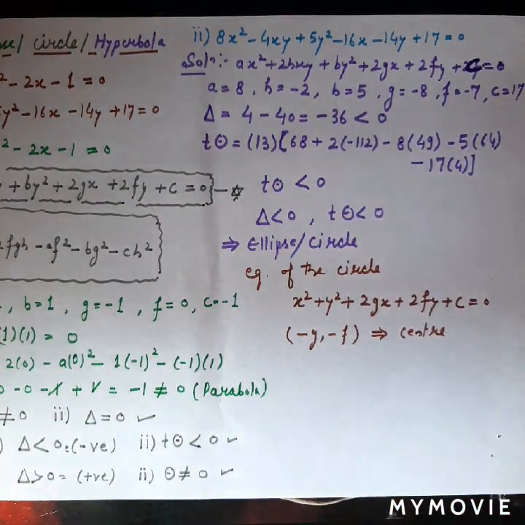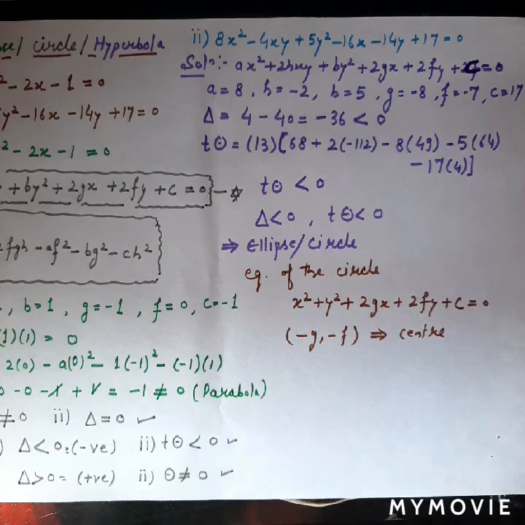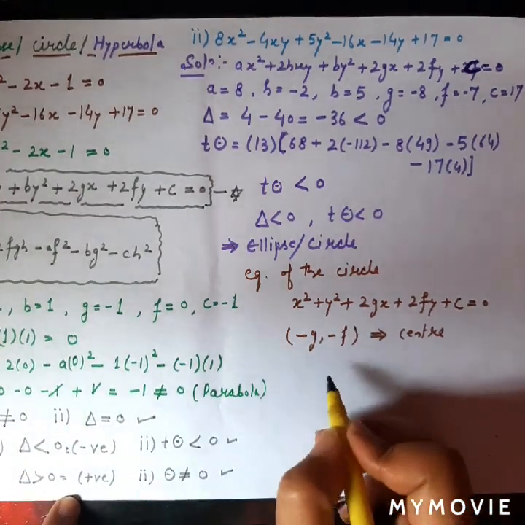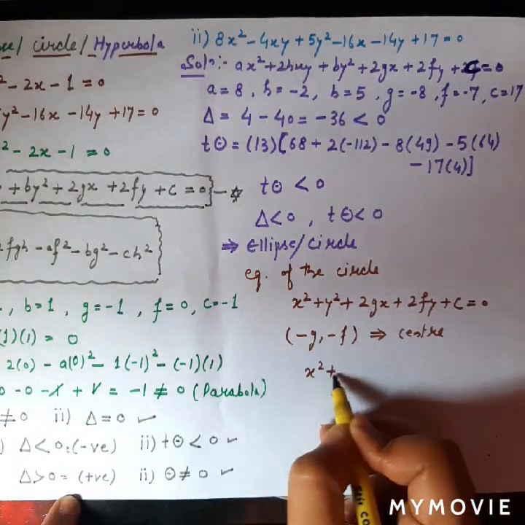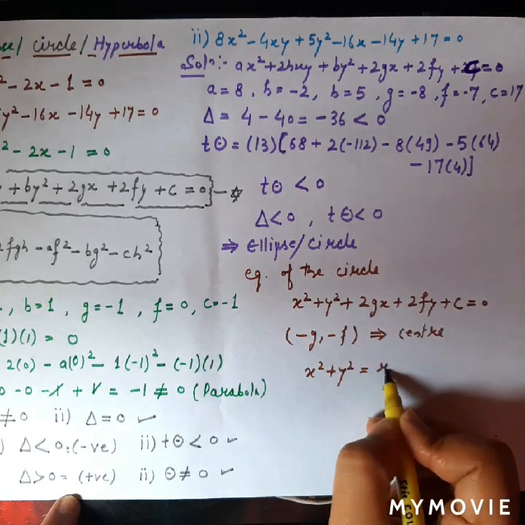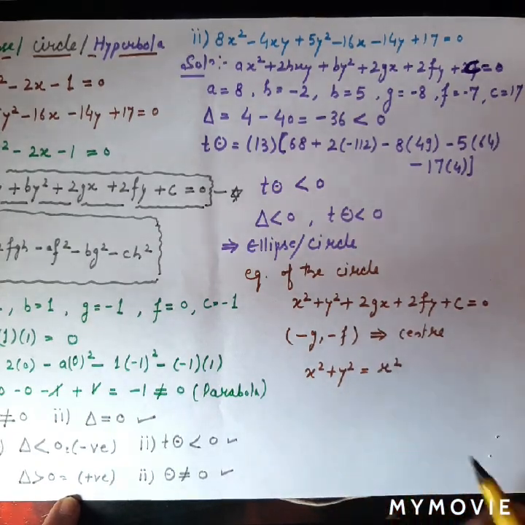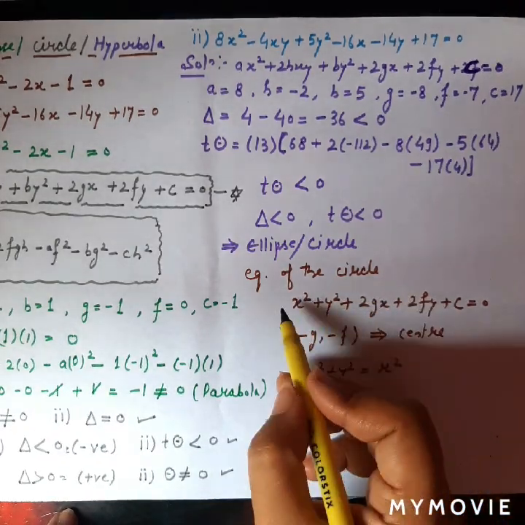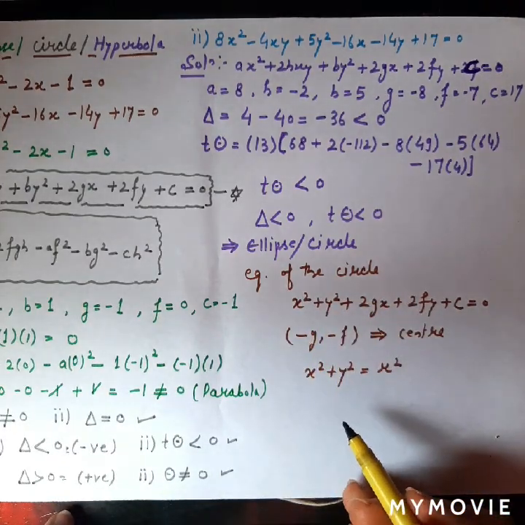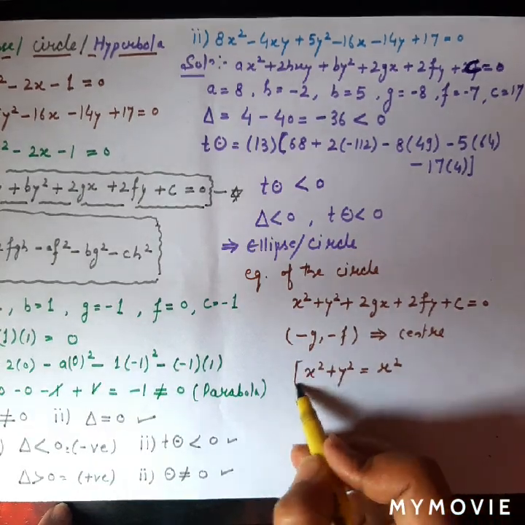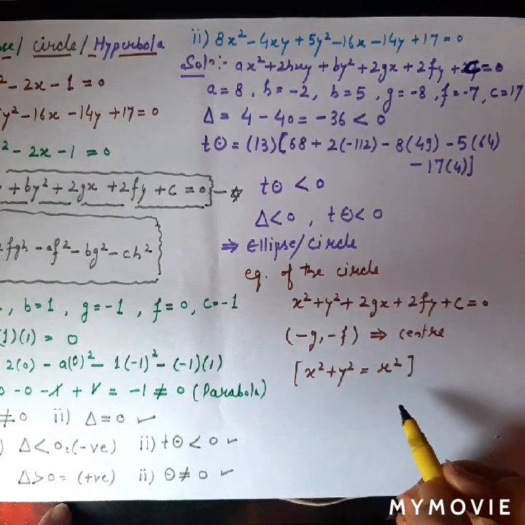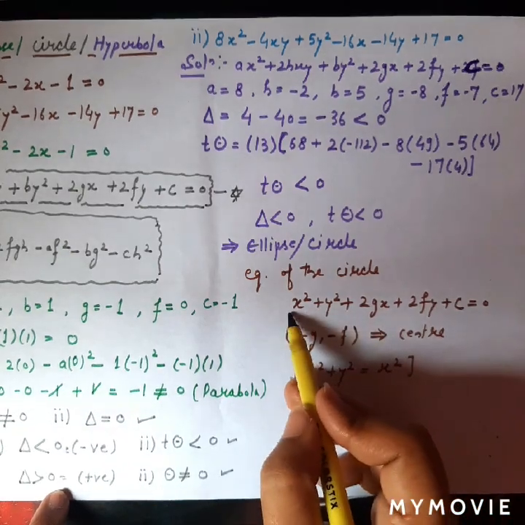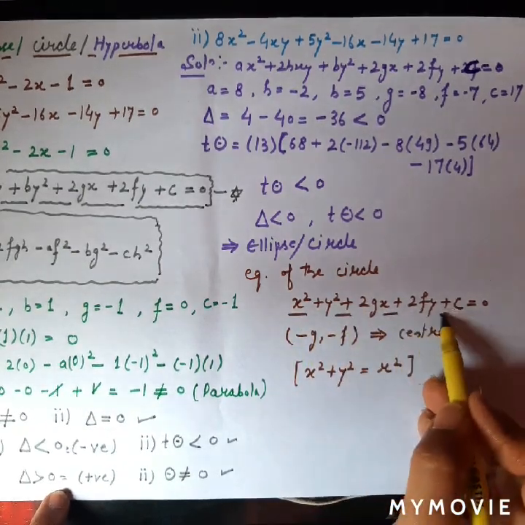As we already know, when the circle is centered at the origin, the equation becomes x square plus y square equals r square, and r is the radius of the circle. But here I'm just taking the general equation of the circle, which is not necessarily centered at the origin. So this is the equation. Why am I writing this equation?